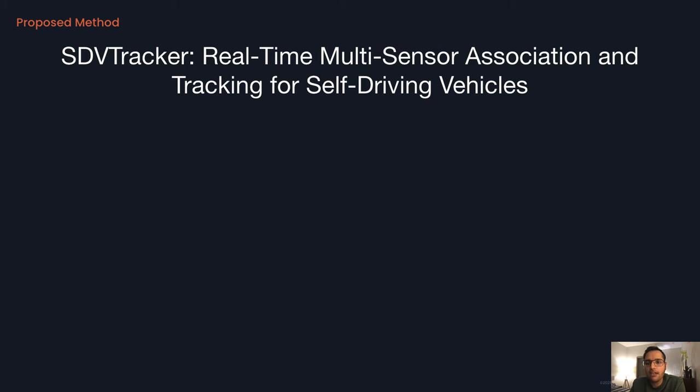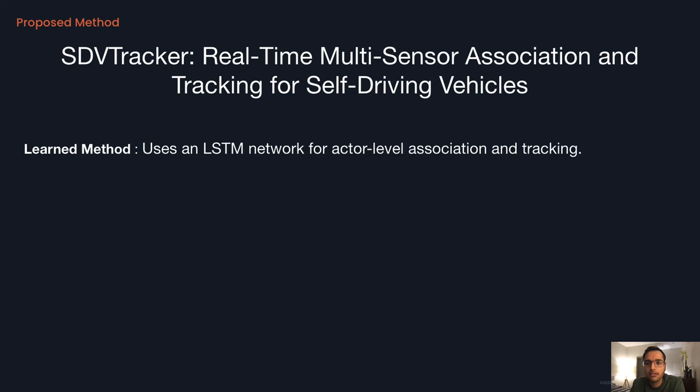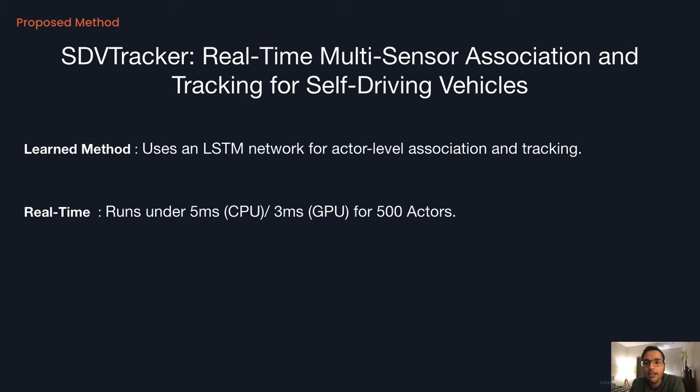Hence, to overcome these challenges, we propose SDVTracker. It is a learned method that uses a sequence of object detections and an LSTM network to jointly predict both association and tracking for an actor. This allows our method to learn a nonlinear association that scales better as object density increases and persisting appearance through occlusions. It is a real-time method designed for operations on an SDV and runs within a strict timing budget.